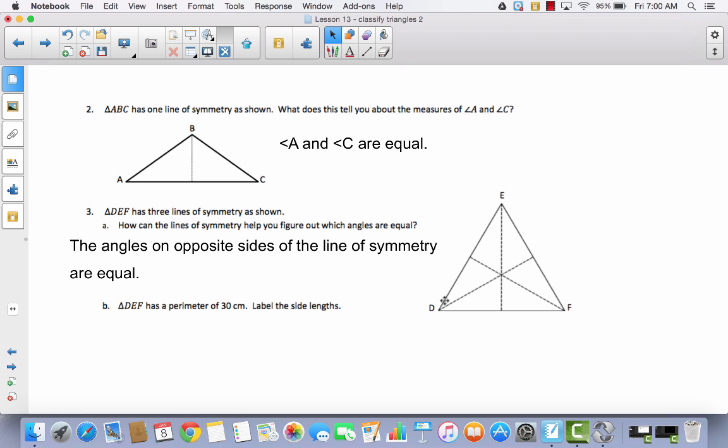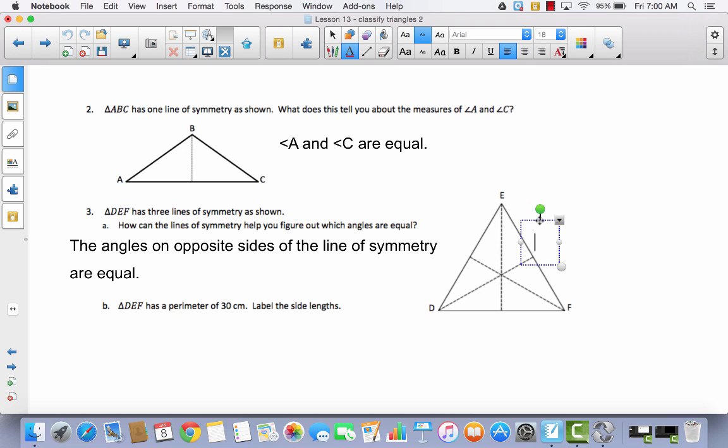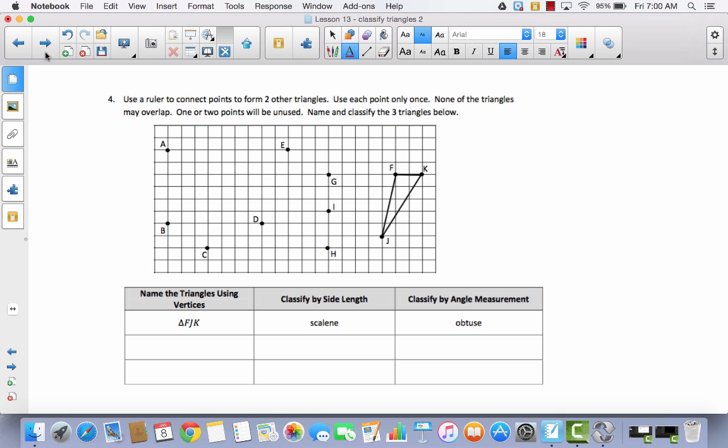So if all of these angles are equal, that tells me that all of these sides are also equal. So if the perimeter is 30 centimeters, then each of these sides has to be the same. Think about that for a minute. If it's all together they equal 30, each side must equal 10 centimeters. So go ahead and label each side 10 centimeters.